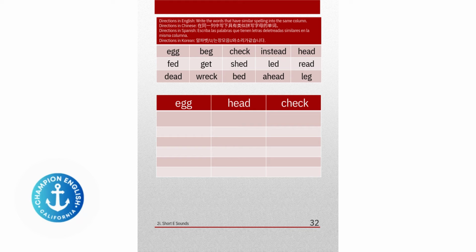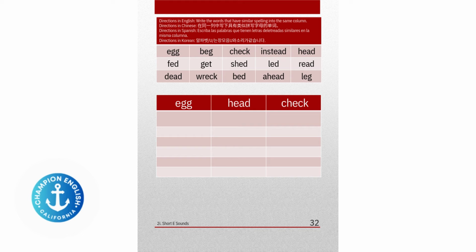Okay, students, so we're back. So now what we're going to do is we're going to sound out each word, and we're also going to make sure that we put the words in the right column. So for the first column, we have egg. Can everyone say egg? Egg. That's right.